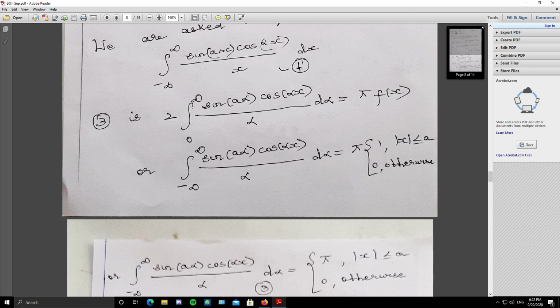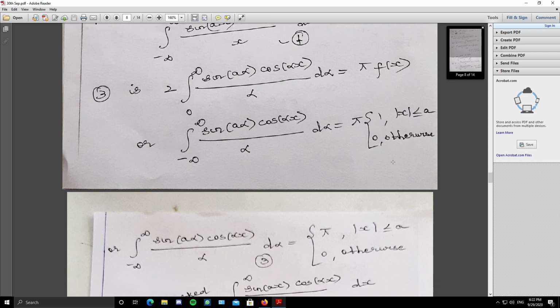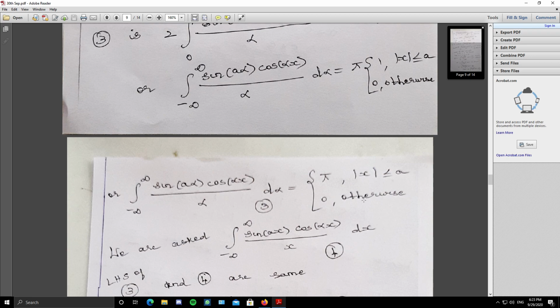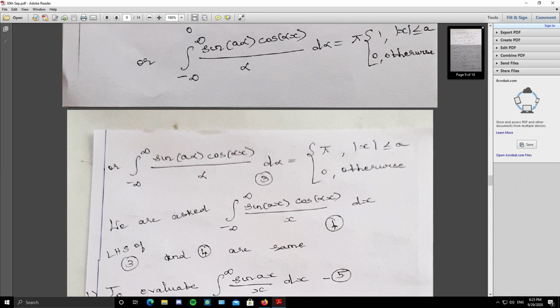What is 2 times integral 0 to a? Integral minus a to a, that is integral minus infinity to infinity sin a alpha cos alpha x by alpha d alpha, equals pi times what is f of x? 1 when mod x is less than or equal to a, 0 otherwise. So pi into 1 is pi. So pi when mod x is less than or equal to a, 0 otherwise. So this is what we have to get.